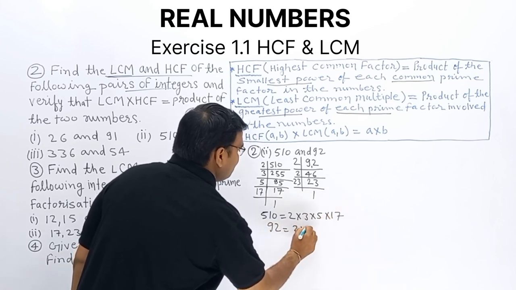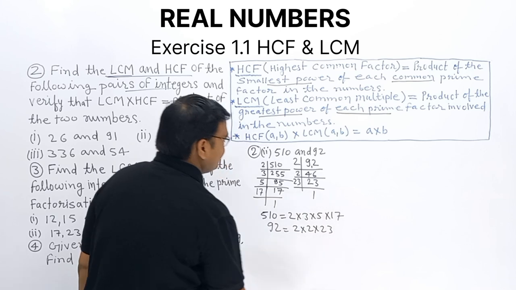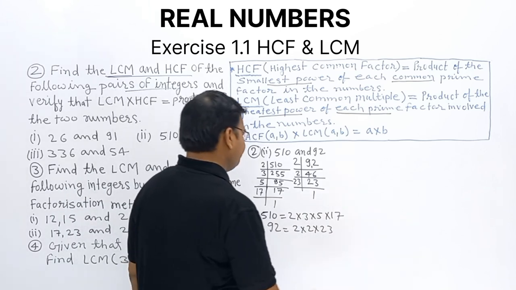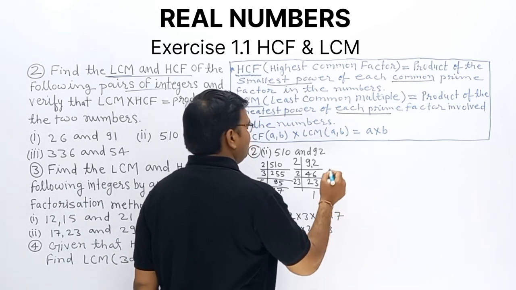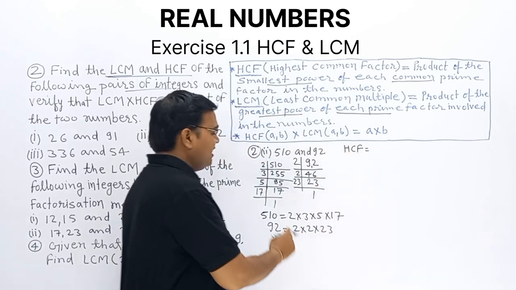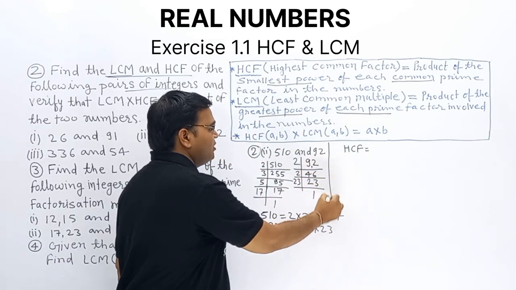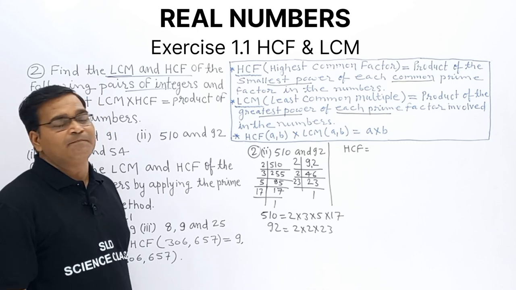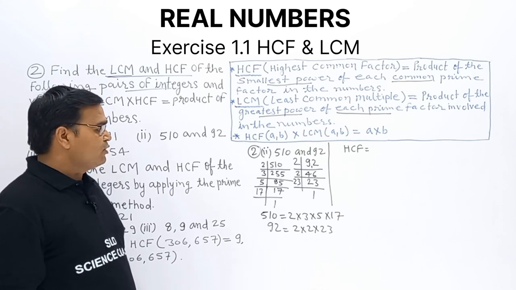Now write: 510 can be written as 2 into 3 into 5 into 17, and 92 can be written as 2 into 2 into 23. And first I want what? HCF. What is HCF? HCF is the highest common factor.